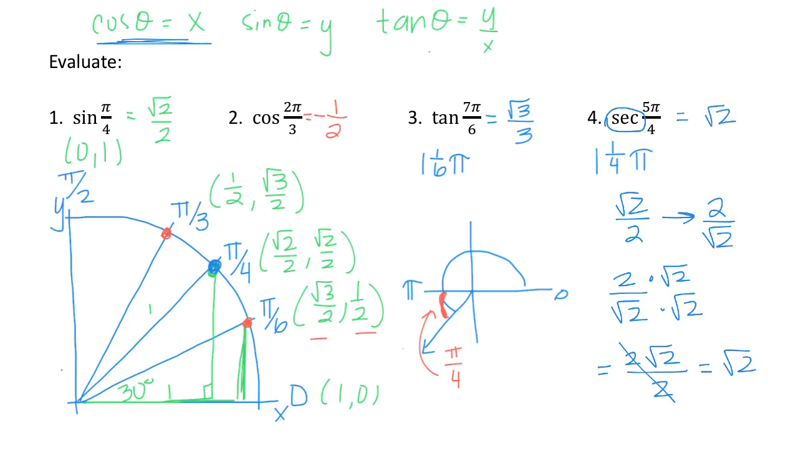I'm going to double check if my answer should be positive or negative. Since I was in the third quadrant, x is negative and y is negative. I was using the x value because I was looking at cosine to find secant, so my answer should be negative.